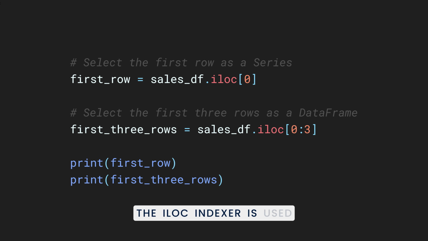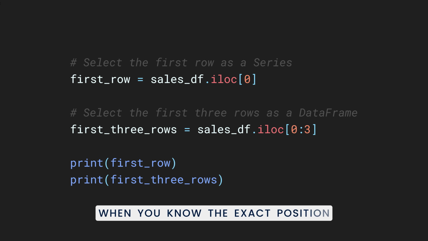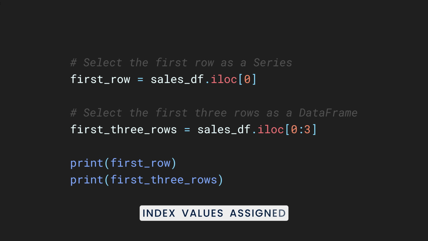The iloc indexer is used to select rows by their integer position index location. The first example selects the very first row, index 0, of the data frame, returning it as a series. The second example uses slicing to select the first 3 rows, indices 0, 1, and 2, returning them as a new data frame. Note that slicing with iloc follows Python's standard slicing rules where the end index is exclusive. This method is particularly useful when you know the exact position of the data you want to access, regardless of the actual index values assigned to the rows.